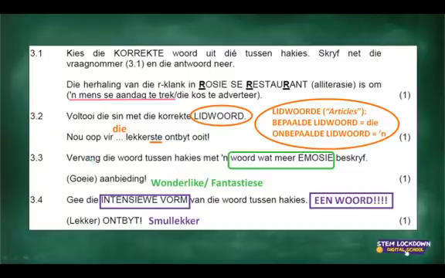Okay, so dit is nou die advertensie. Kom ons kyk na die vraag. Vraag 3.1 sê, kies die korrekte woord uit die tussen hakkies, skryf net die vraagnommer en die antwoord neer. Die herhaling van die R-klank in Rosie se restaurant, alliterasie is om 'n mens se aandag te trek of die kos te adverteer. Nou ek het hier geskryf om 'n mens se aandag te trek.